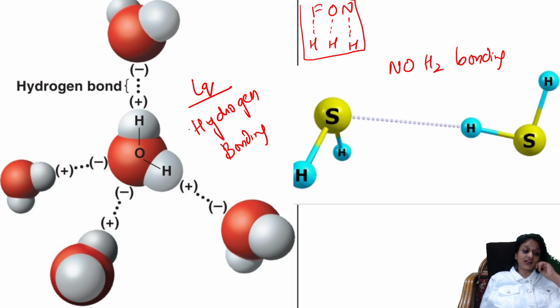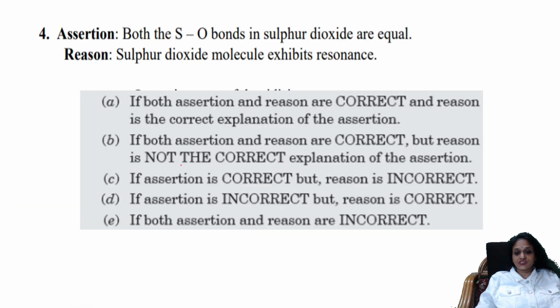Now check the assertion part, whatever they have given, it is right. Now, there is a strong intermolecular hydrogen bonding in H2S. There is no hydrogen bonding. That's why the reason is wrong. Clear?